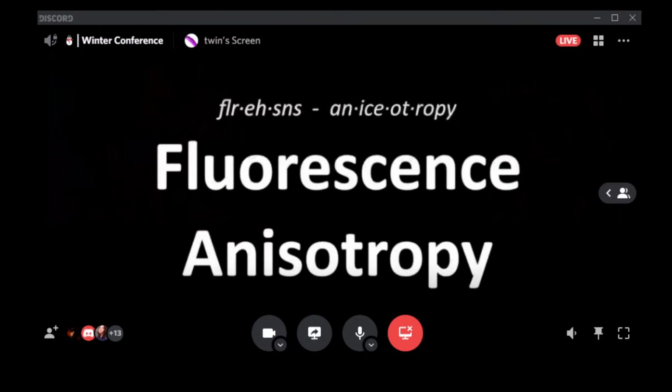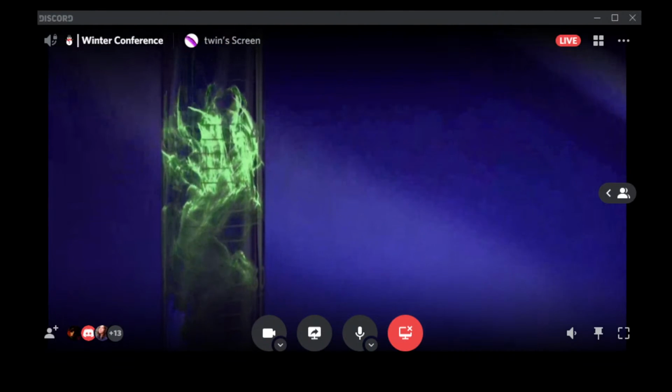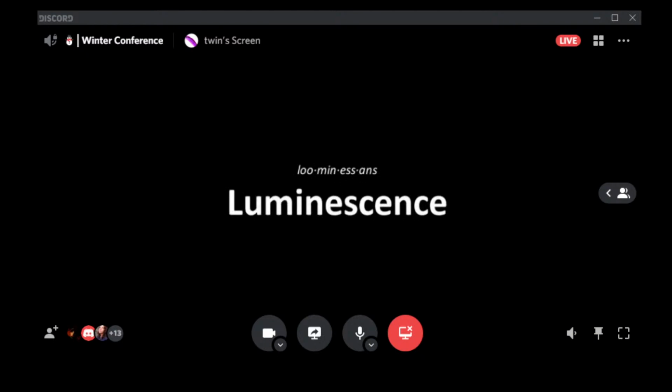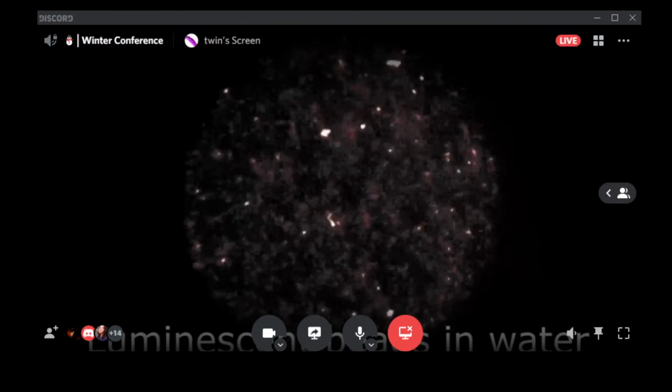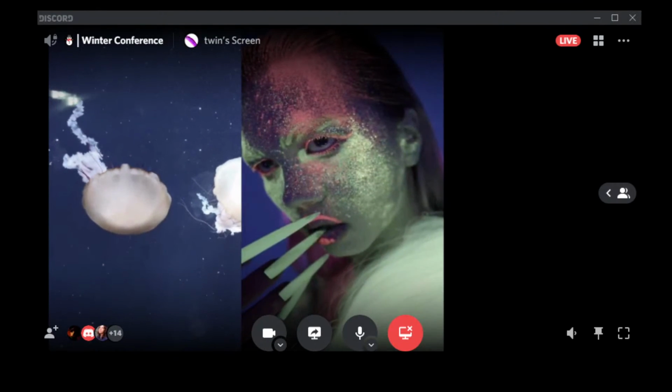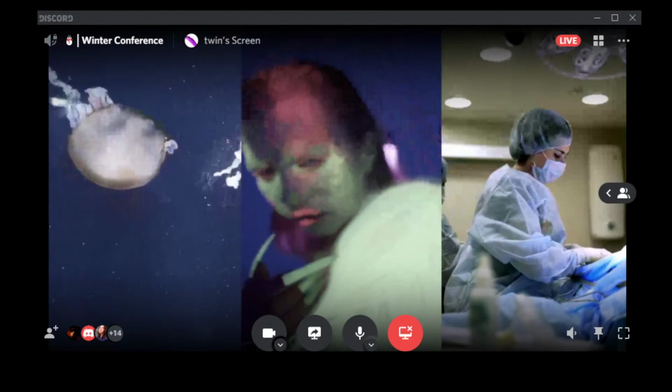One of these techniques is called fluorescence anisotropy. But before we get there, here's a quick refresher on how fluorescence works. You may be familiar with a process called luminescence, which is when a substance emits light without the use of heat. Fluorescence is a type of luminescence that you can find happening in certain jellyfish, cosmetic makeups, and highlighter pens, and it is even used in sutures to help surgeons see better.